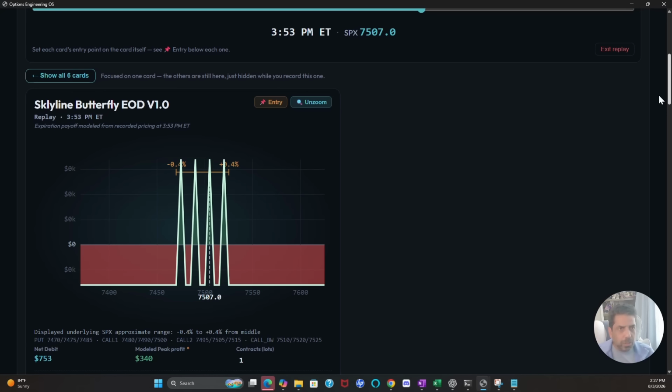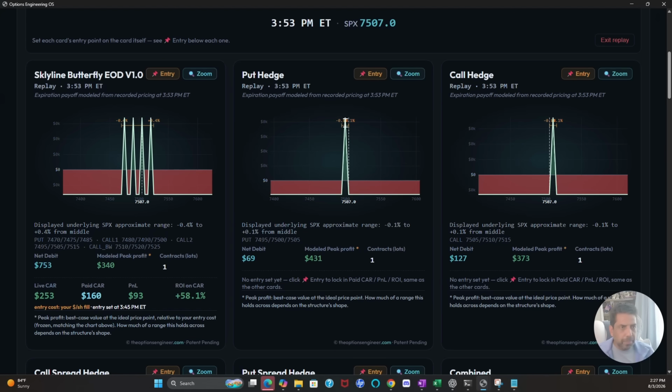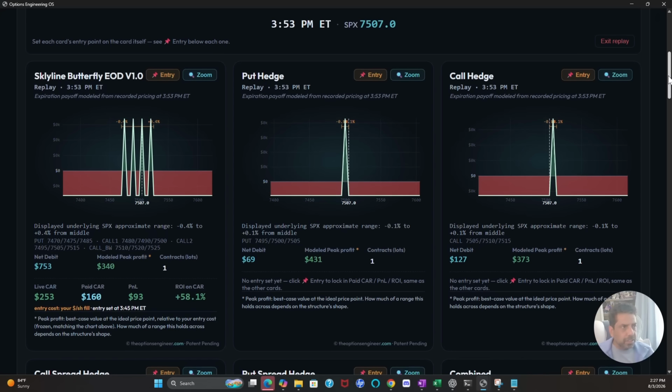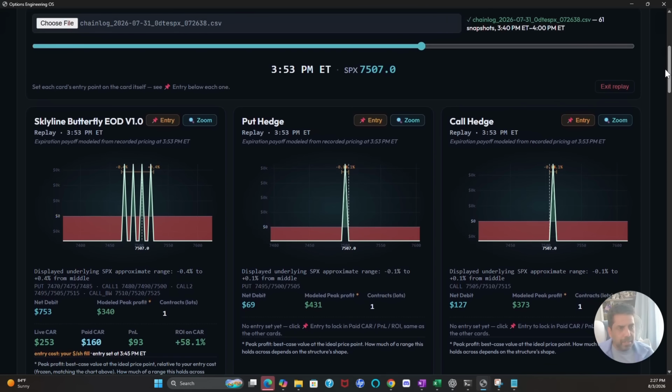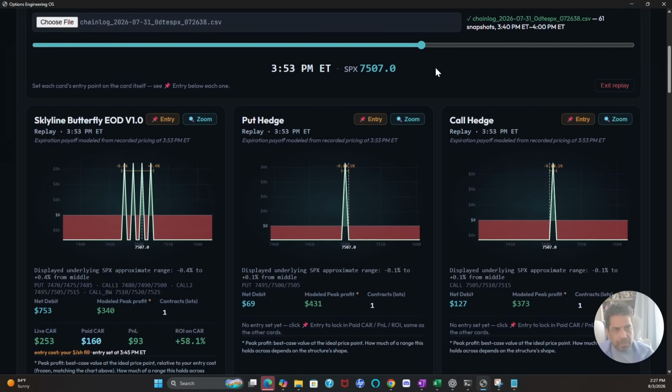The option I'm going to go with here is to add some adjustments. The adjustments were already in place in case the market stayed in the favorable region. So the first adjustment is a 5-point butterfly, 7505, 7500, and 7495.